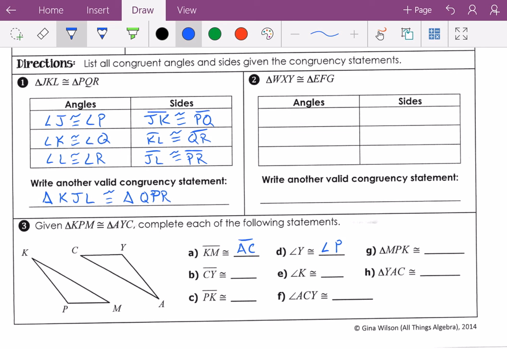It says triangle MPK. So that would match with the other triangle. M's the third letter, so it's going to be A. P is my second letter, that would be Y. And then we have, not A, sorry. Right, so redoing this, M's the first letter, matches with C, then Y, and then A. So triangle CYA for G.